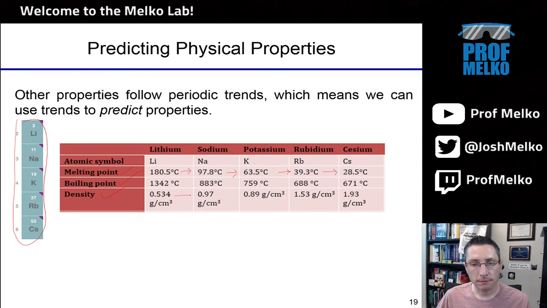The density increases, then steps back a little bit, then increases. Okay? A little bit of a step back here, but overall it's increasing. So if I wanted to think about francium, which lives right under cesium, what might I predict for the properties of francium? The melting point I would expect to be even lower than 28.5 degrees Celsius. The density I would expect to be higher.